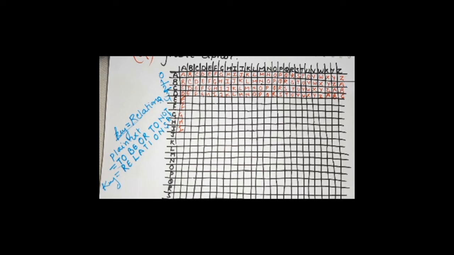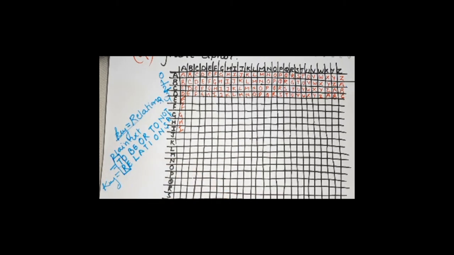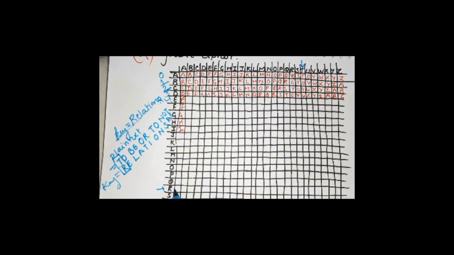Now, how do you find out the value? You find out the intersection. You find out the intersection of what? Of the plain text and the keyword. So, for the first word, that is T and R, you need to find out the intersecting value. So this is the T value and this is the R value.